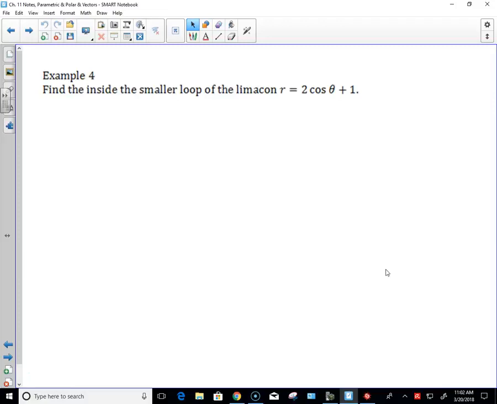Pause. Graph. Sketch. Figure out when the inner loop occurs, which might be graphing and sketching. It might be playing around with zeros. Zeros.